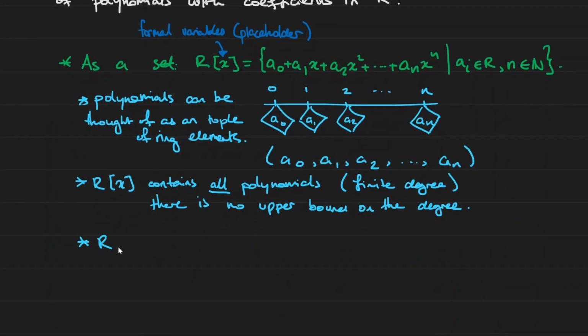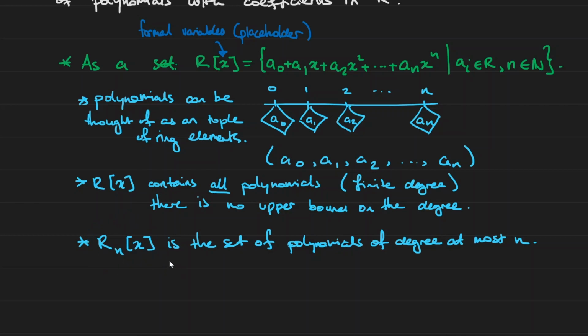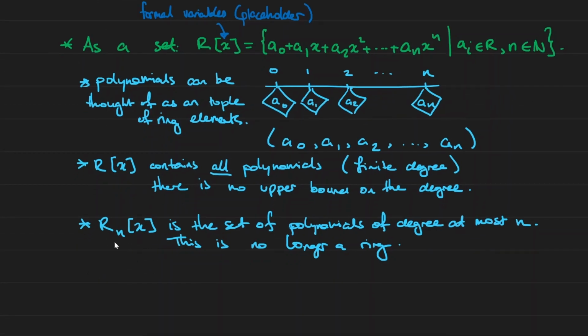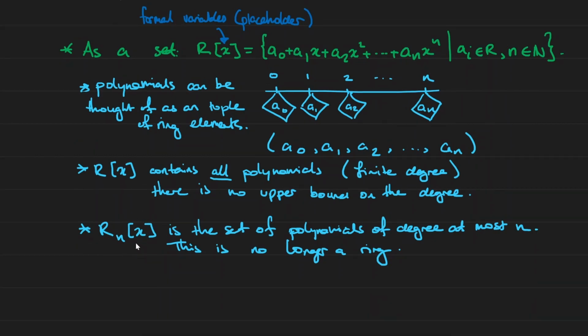Sometimes, however, you might see people write Rn[x], and this is the set of polynomials with degree at most n. But you do have to be careful with this, because this guy is no longer a ring, because a ring has to be closed under multiplication, and if you have two polynomials that you multiply together, they might give you a polynomial with an even higher order, which might not be in this set. So sometimes you might see this notation here, but you do have to be careful because this guy isn't a ring anymore.